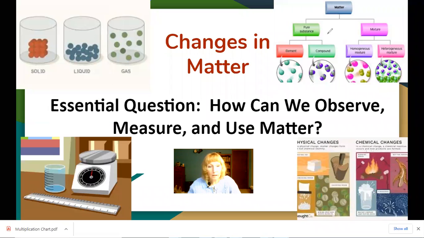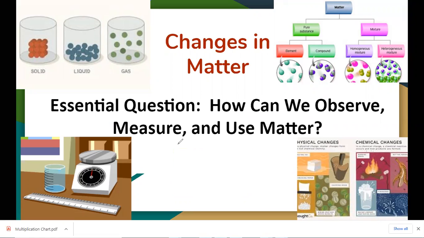So here we are, and all of these pictures now should make sense to you in terms of what we've been talking about in the last couple of lessons. And we're doing the final lesson in this unit on the introduction to matter. So we'll be talking about the bottom right corner pictures. I'm going to minimize myself and move myself up here so you can see the full screen. And here we go. So we're talking about the same essential question: how can we observe, measure, and use matter?